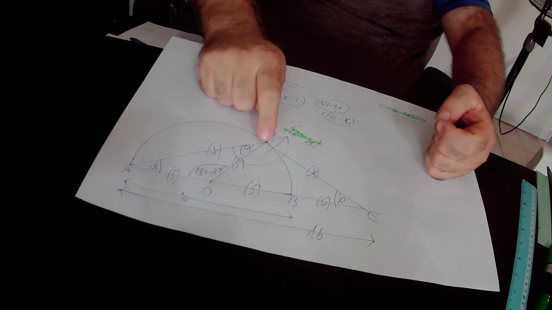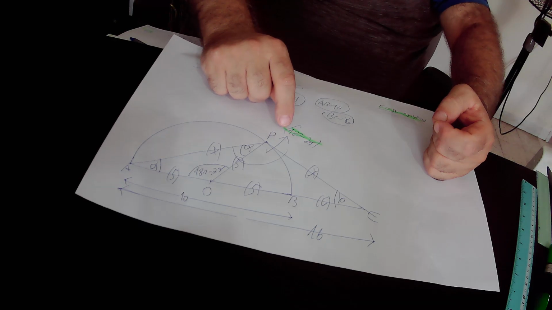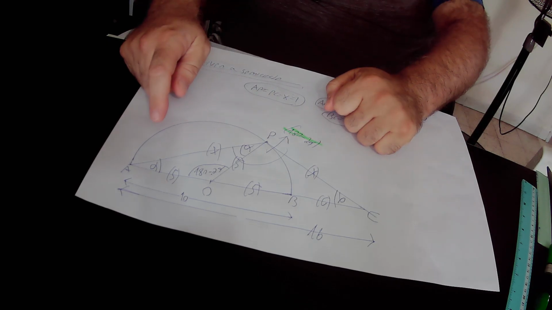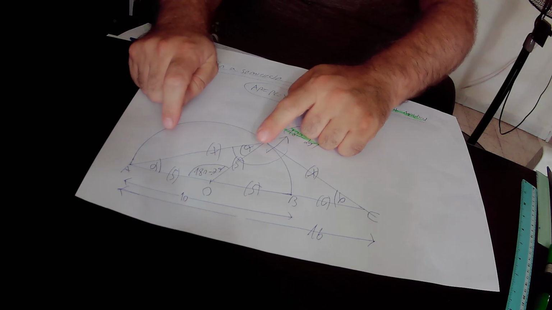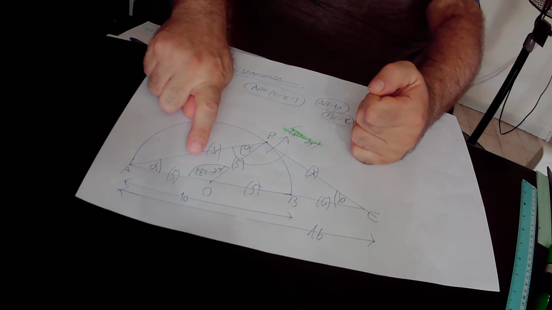Therefore, this remaining angle must be equal to 180 degrees minus alpha, according to the rule that the sum of the angles in any triangle is equal to 180 degrees. Likewise, in the smaller isosceles triangle AOP, this angle is alpha, this angle is alpha, therefore the remaining angle must be equal to 180 degrees minus alpha, according to the same rule.